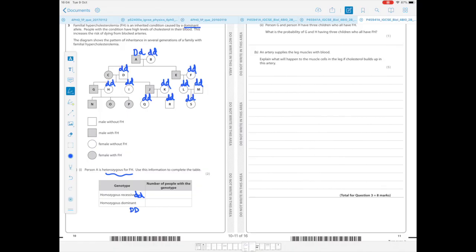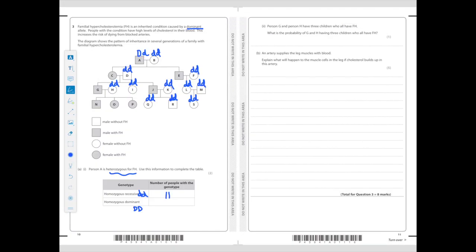And now we need to count them to work out the number of people with the genotype homozygous recessive. And once I've done that, I can see that it is 11. Now we're getting slightly more difficult by looking for the big D, so homozygous dominant. So we need to infer things from the pedigree analysis.